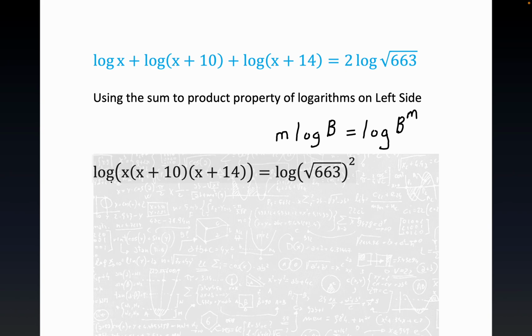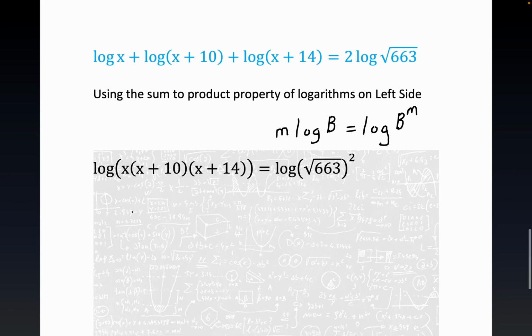Now the log function is 1 to 1, and so what we get right here is that we can just write down the arguments, or equate the respective input arguments. So we have x times x plus 10 times x plus 14. Now, the squaring of the square root gives us a constant term of 663 over here.